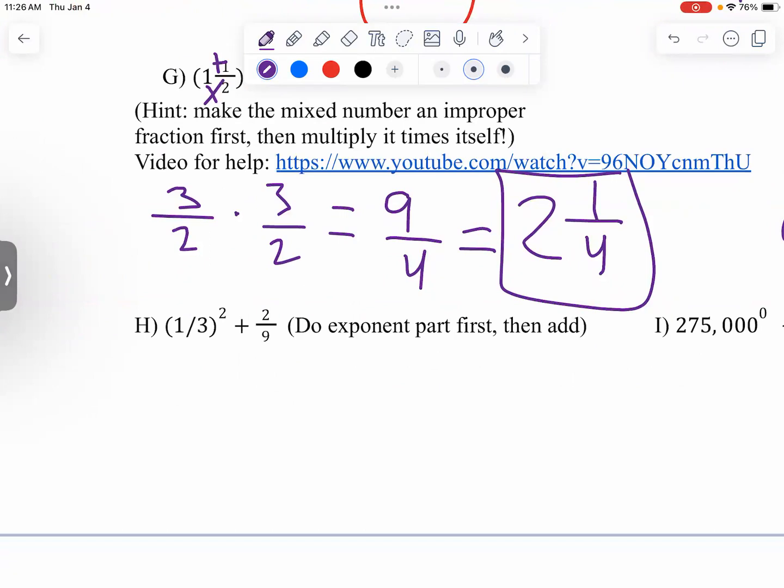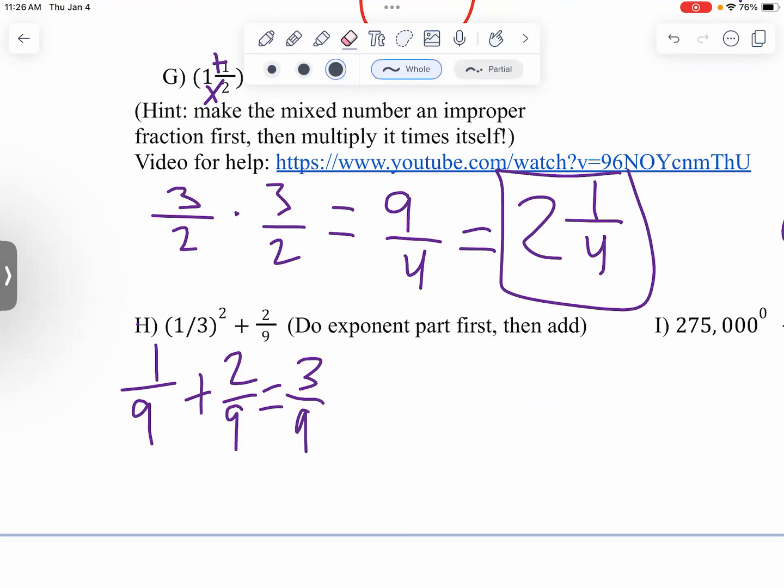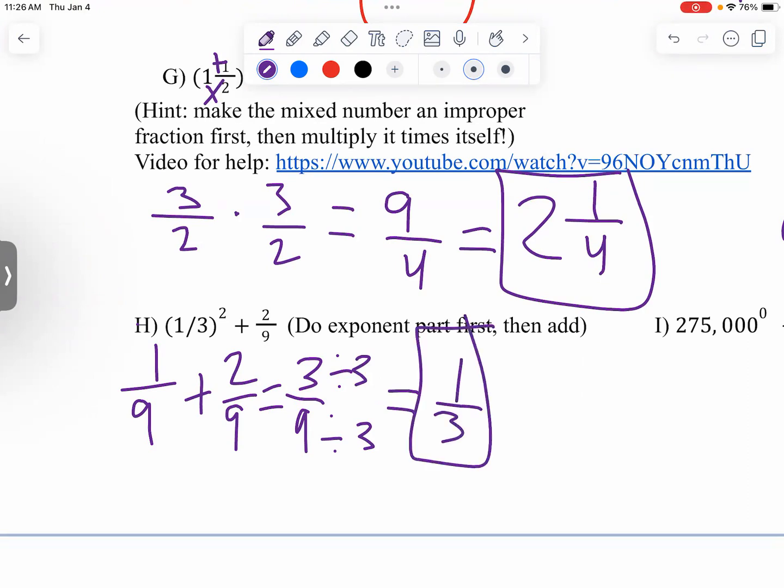Okay, next one. We have 1/3 times 1/3. That's going to be this. So that's 1/9. So we have 1/9 plus 2/9, which equals 3/9. Now, what do we end up with there? Well, you can actually simplify that by dividing them by a factor of 3. So your answer is actually 1/3.